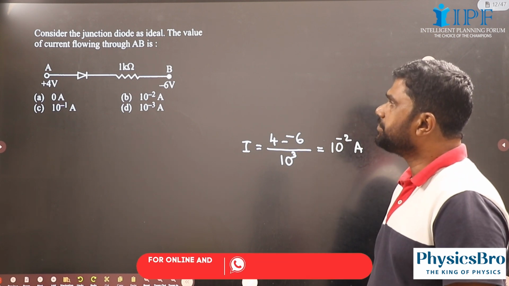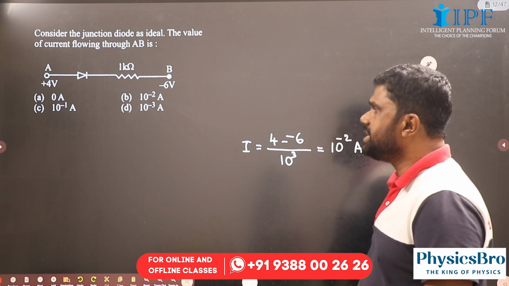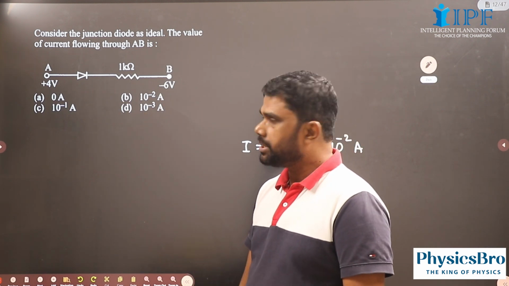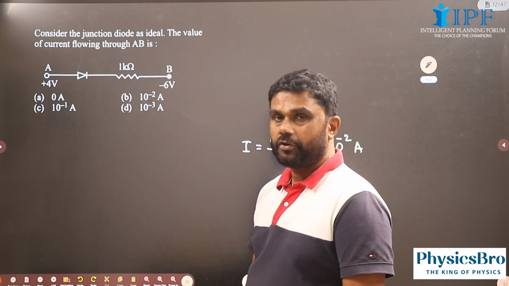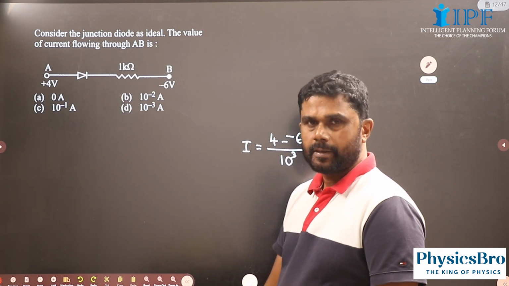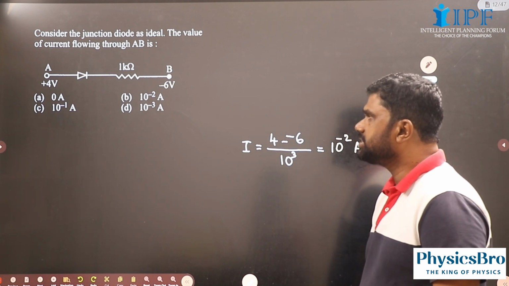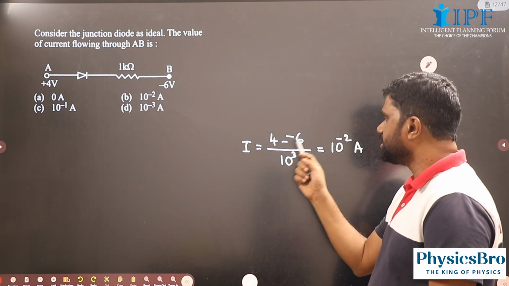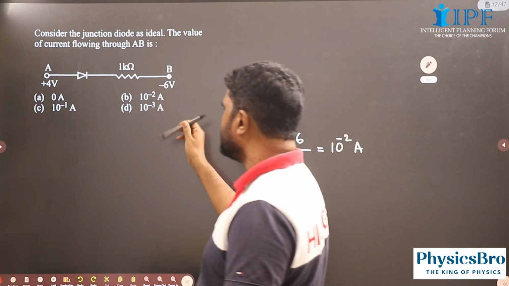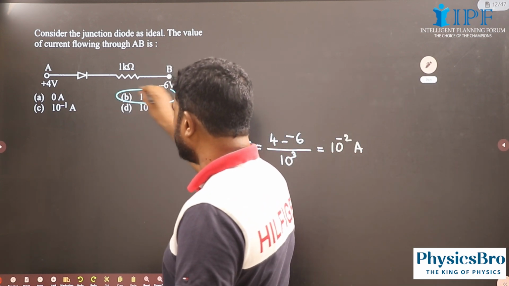Okay, the value of the current through AB is, here we have +4 and here we have -6 volt as potential. Okay, the diode is forward biased, as it is an ideal diode, it will act as a short circuit. So the potential difference across the 1 kilo ohm resistance will be 4 minus -6. Okay, so that is 10 raised to -2 ampere.